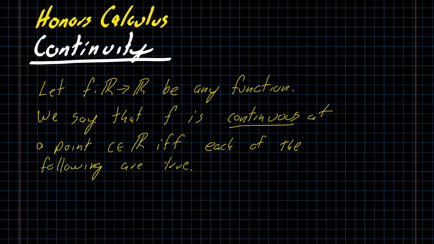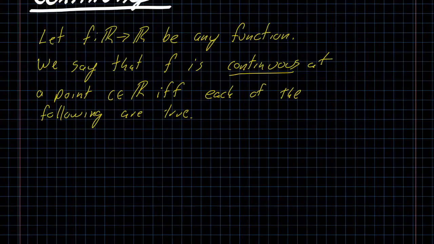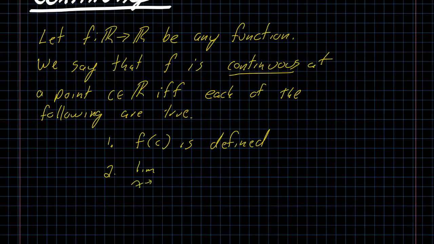Let f be any real valued function of a real variable. We'll say that f is continuous at a point c, some point in the real numbers, if and only if each of the following are true. There are three properties. The first property requires that f of c is defined. The second property requires that the limit as x approaches c of f of x exists.